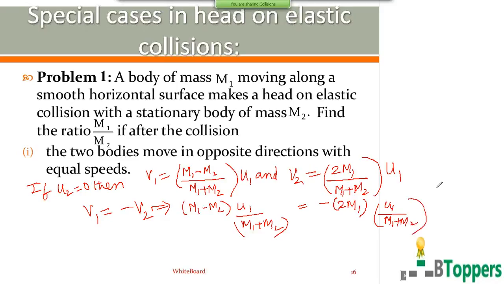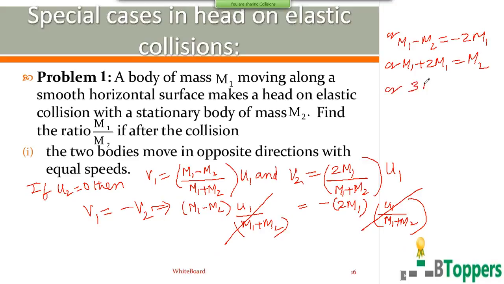So u1 by m1 plus m2 is a common factor on the two sides of the equation. So m1 minus m2 equal to minus 2m1. You can carry the terms containing m1 to the left hand side and terms containing m2 to the right hand side. So you get 3m1 equal to m2, or m1 by m2 is 1 by 3. That's the answer for the first part of the question.